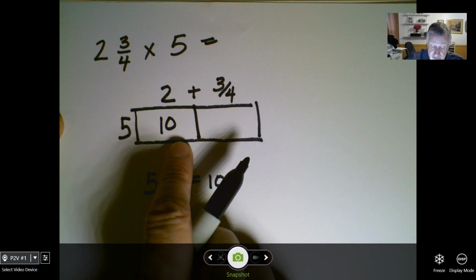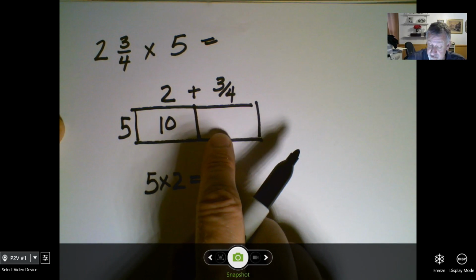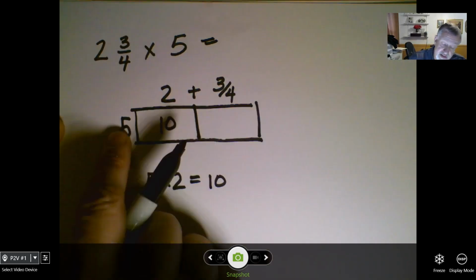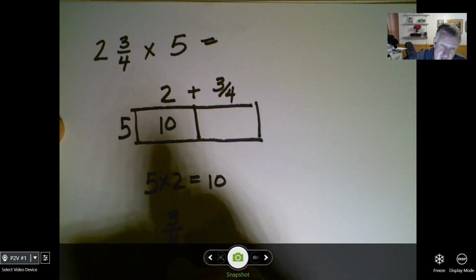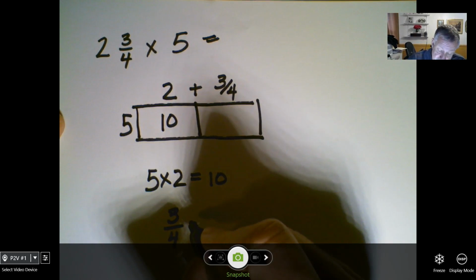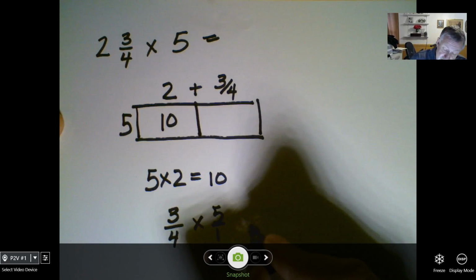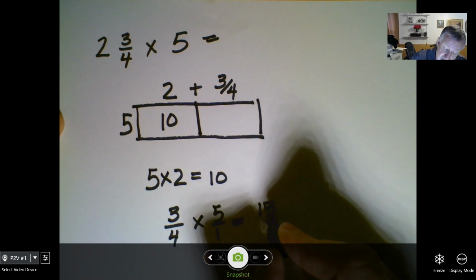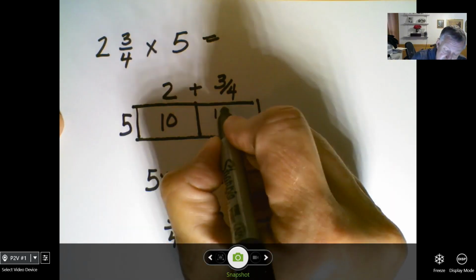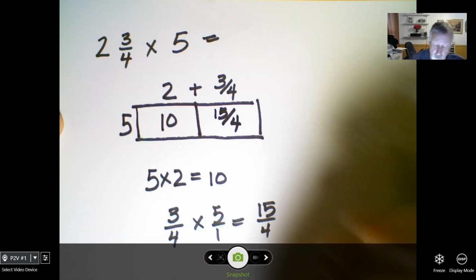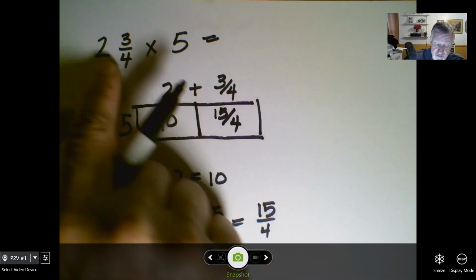And the thing that I need to remember, and that some of us are struggling with, is we're not just putting 3/4 down here, but we have 3/4 by 5. Okay, and 3/4 by 5, and that's 5 over 1. Okay, and that gives us an area of 15 over 4. So in this box here, I'm going to put 15/4.